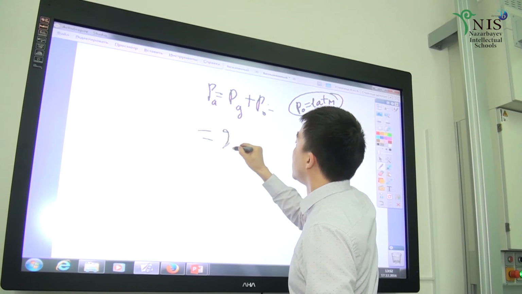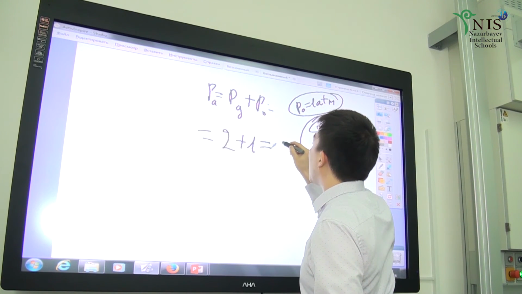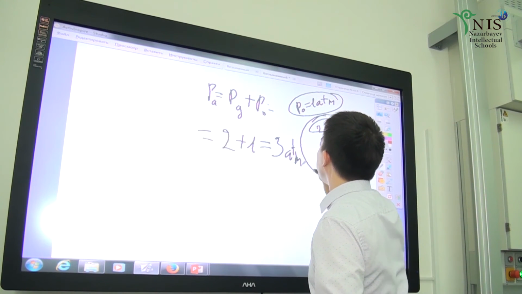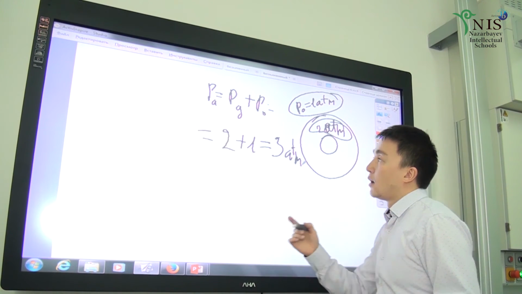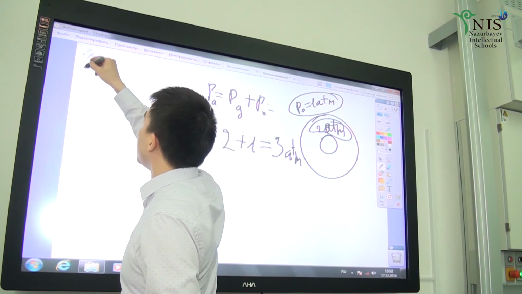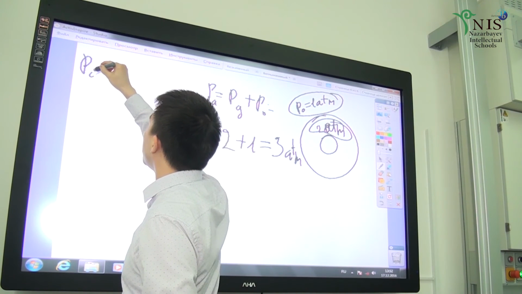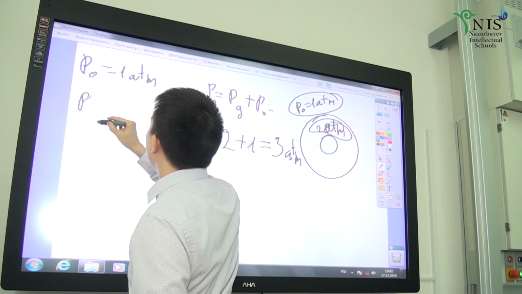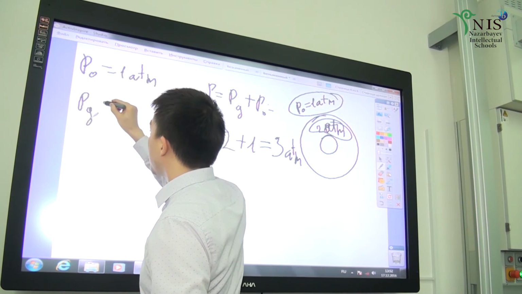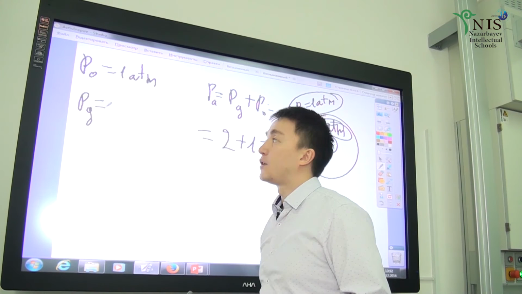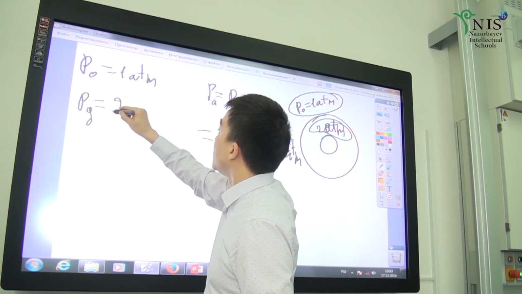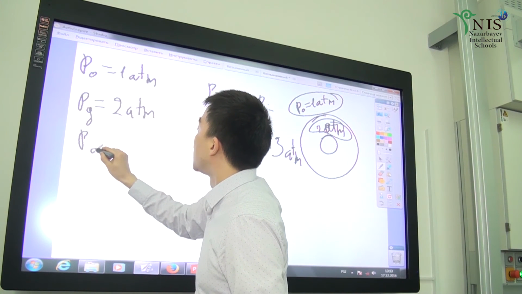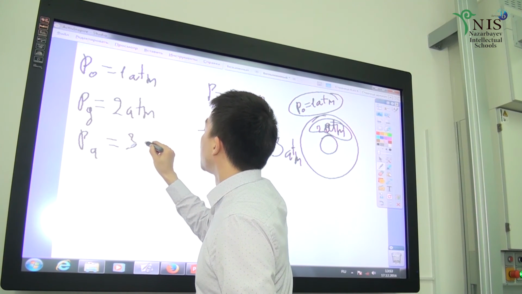Therefore, we'll have 2 plus 1. Now our absolute pressure is equal to 3 atmospheres. According to the given of our task, we have pressure 0 is 1 atmosphere. Gauge pressure, I mean the reading of a manometer, is equal to 2 atmospheres. Now we have absolute pressure that is equal to 3 atmospheres.